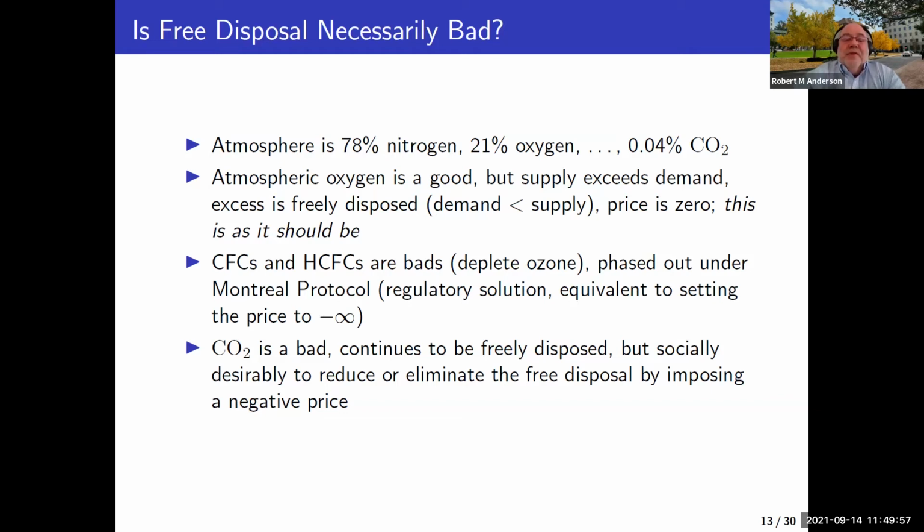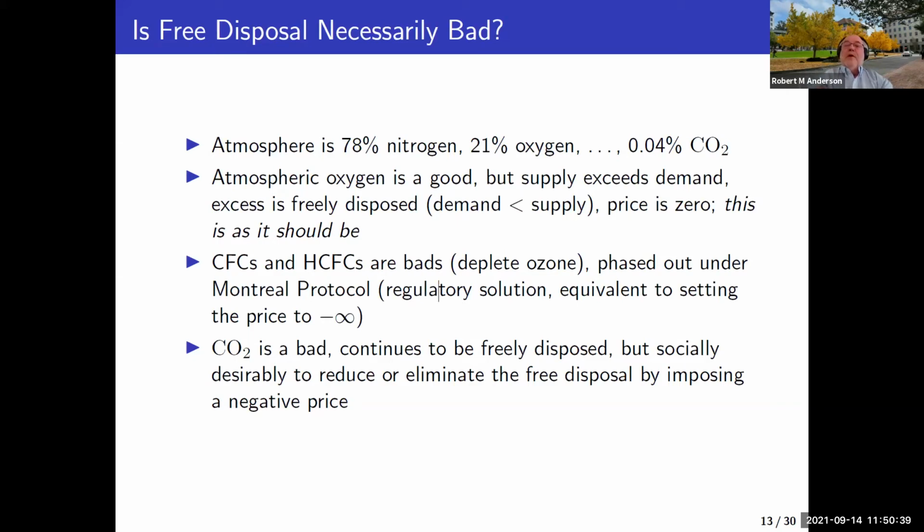So the atmosphere is mostly nitrogen, 78%. It's about 21% oxygen, and it's actually only 0.04% CO2, which has roughly doubled in the last 250 years. So this is having a big effect on climate, but it's astonishing that it has such a big effect on climate, given how small the amount of it is. But the main point I want to make is that atmospheric oxygen is a good. I mean, it's essential. We would all die if we didn't have any of it. But the supply exceeds the demand, and there's no conceivable technology we can use that would really reduce this.